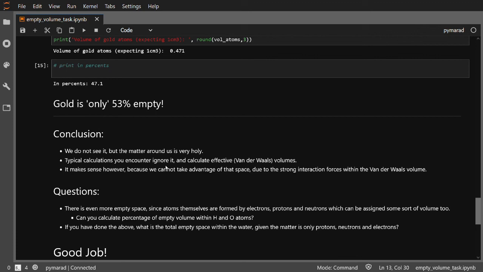As an extension of the project, you can calculate how much empty space is actually inside the covalent volume of the water. If we assign radii to protons, neutrons and electrons, count them, sum their volumes and compare it to our covalent volume result, I guarantee you'll find much more empty space there too.